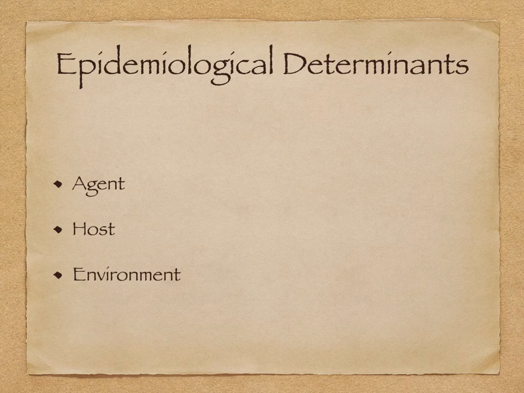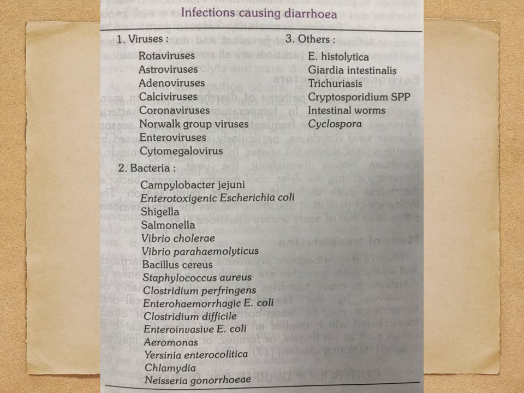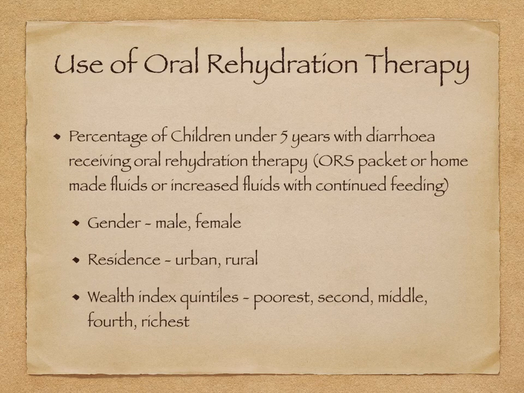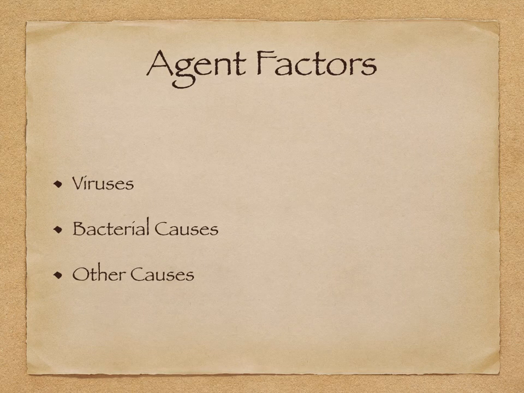As regards the epidemiological determinants, we use the same agent-host-environment triad, and as you can see in this slide, these are the agent factors, infections causing diarrhea. It includes the viruses, bacteria, and others. You can go through this slide in your leisure and read all the organisms which cause diarrhea. Now, going to the agent factors.